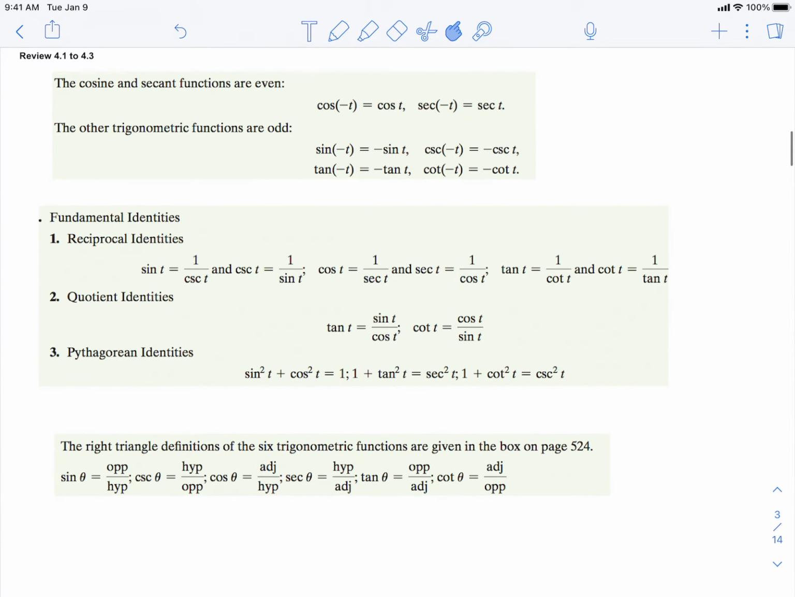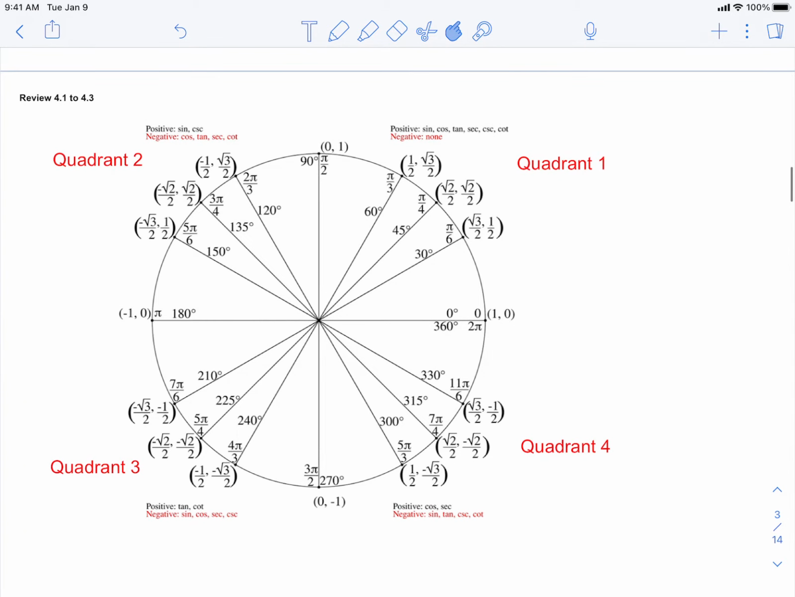Then there are some even and odd functions. And then we have the reciprocal identities, the quotient identities, Pythagorean identities. And then here are your 6 trig functions for right triangles. And then I added the unit circle. These are your angles in quadrant 1, quadrant 2, quadrant 3, and quadrant 4.